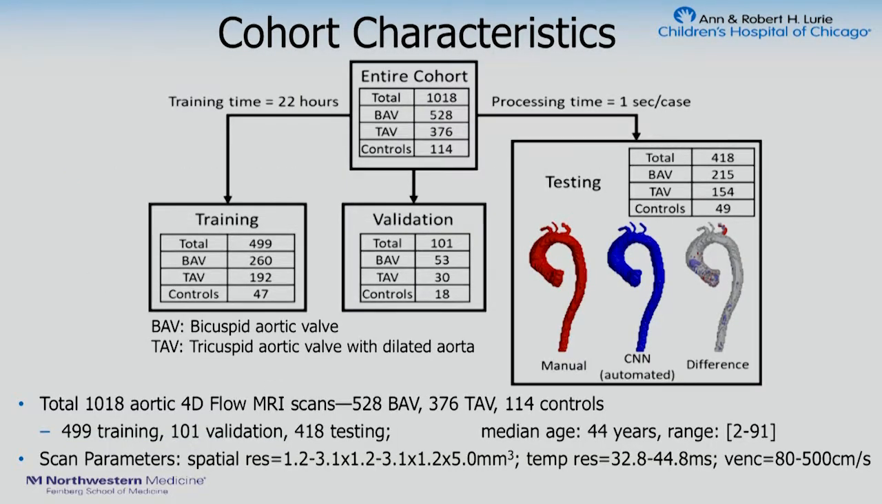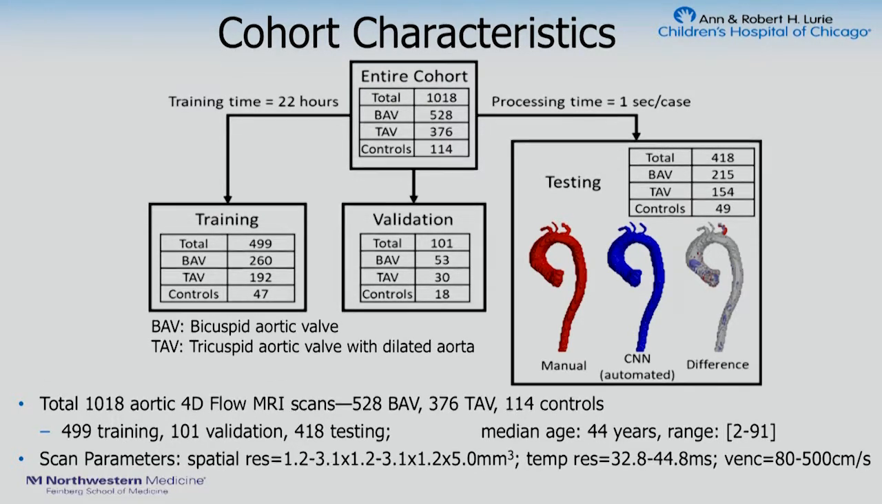For this study, we used 1,018 subjects across a wide age range who underwent 4D flow MRI, including 528 bicuspid aortic valve patients, 376 tricuspid aortic valve patients with dilated aortas, and 114 controls. The scan parameters are shown here.